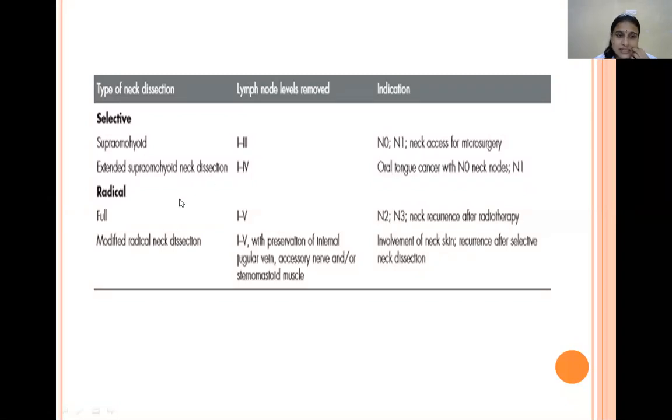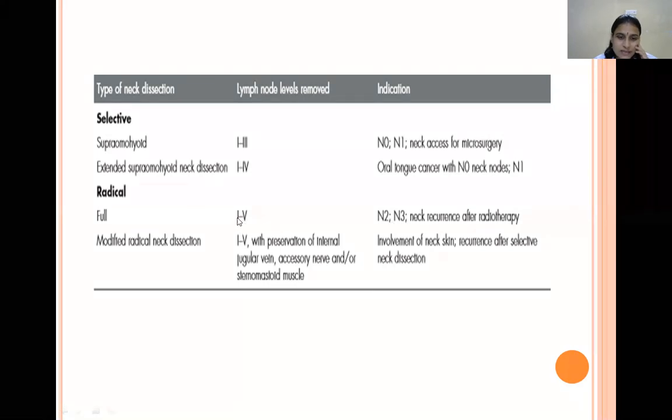Now N2 and N3, there is radical neck dissection compulsorily. N2 and N3, we go for full radical lymph nodal dissection, wherein levels 1 to 5 lymph nodes are removed. Modified radical neck dissection can be done as a palliation when there is involvement of the neck skin, and also after recurrence from selective neck dissection, wherein levels 1 to 5 of lymph nodes are removed, but since it is modified, you will have to preserve the internal jugular vein and the spinal accessory. You may or may not preserve the sternocleidomastoid on that side. Okay? So this is modified radical neck dissection.